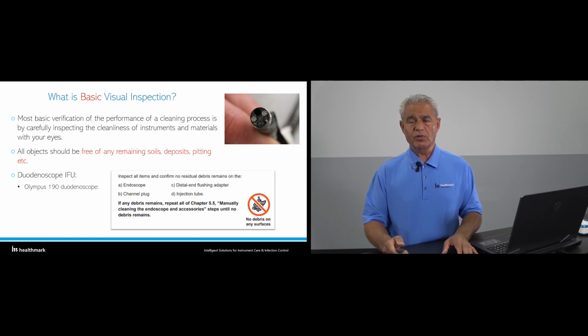In particular, for example, the Olympus 190 duodenum scope IFU says to inspect all items and confirm no residual debris remains on the endoscope itself, on the channel plugs, distal and flushing adapter, and injection tube. If any debris remains, it says to repeat all of chapter 5.5, which is manually cleaning the endoscope and accessories, step in that process until none remains.